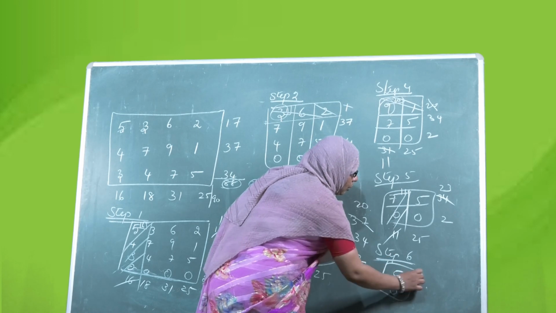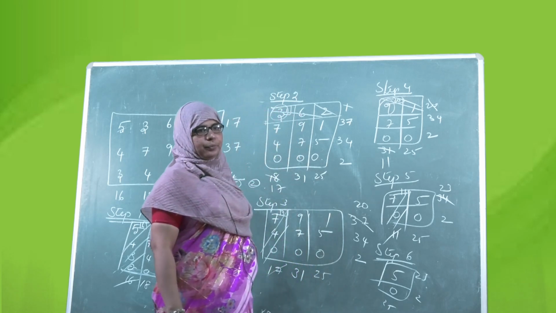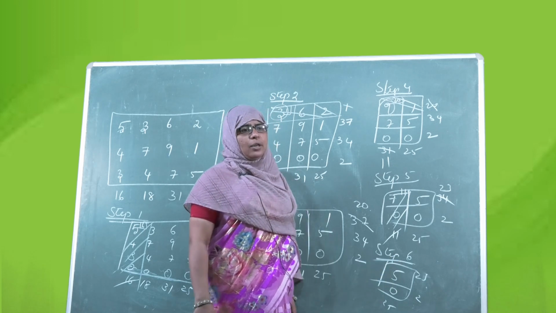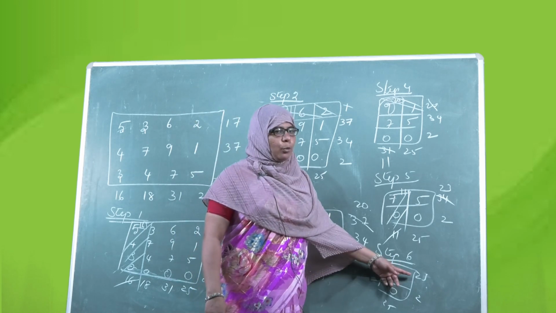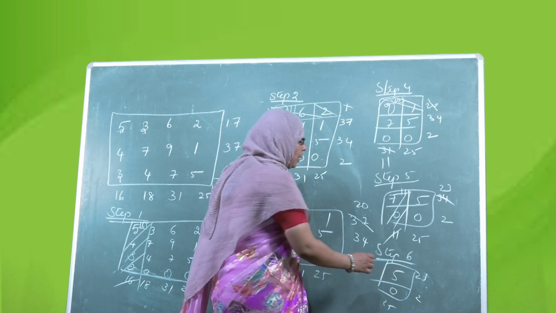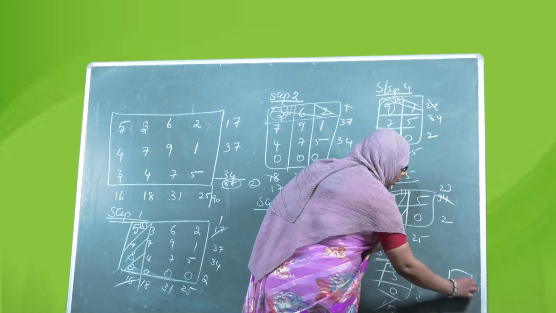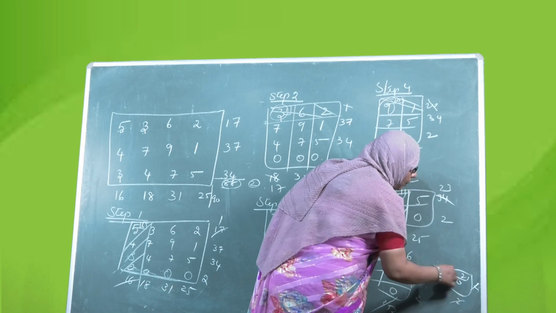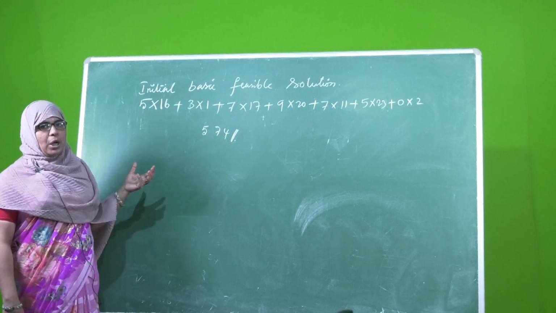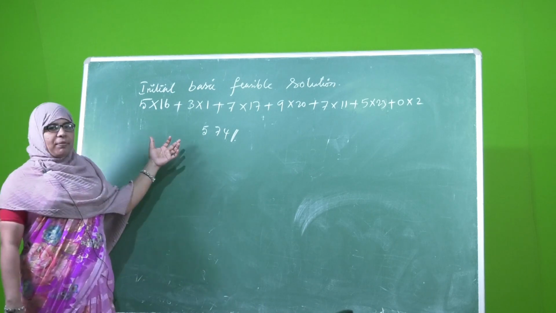50. 23 and 25. What is the northwest element? 5 is the northwest element, and which one is the minimum? 23 is the minimum between 23 and 25. So you have to allocate 23. Then you subtract, leaving 2, and obviously the problem is over. What is the initial basic feasible solution? You have to multiply the allocated element by the cell element. So now the answer is 574.